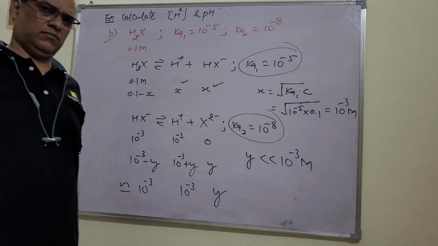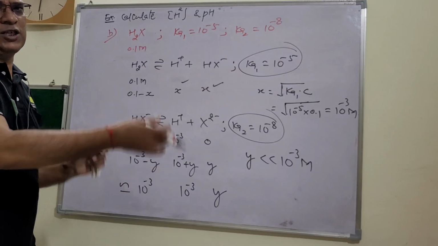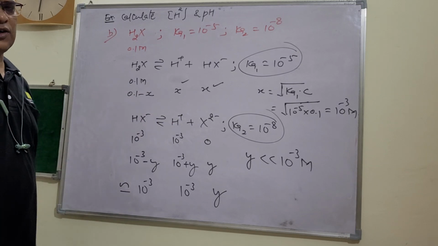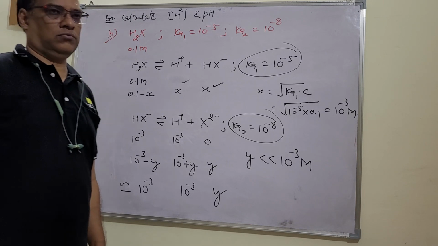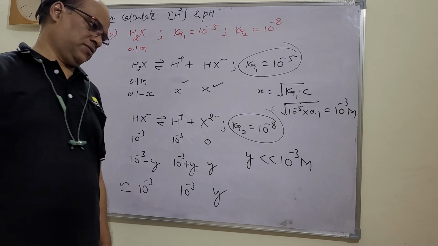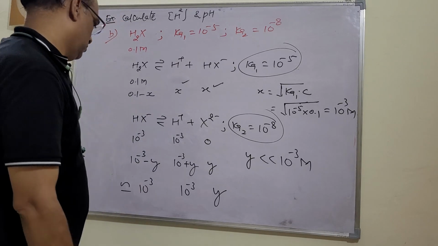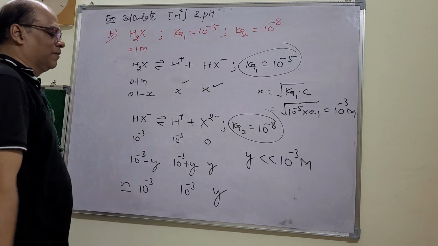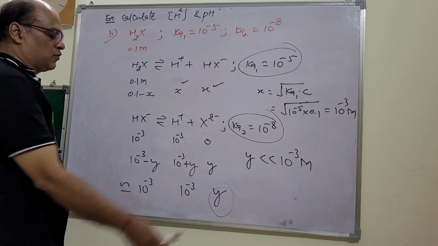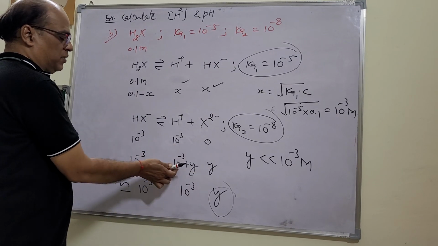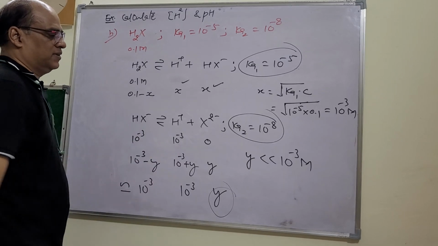Don't neglect it, because neglecting is always done with respect to something. Are you getting me or not? A girl can neglect you when there are two or more boys. If you are the single boy, then obviously you have understood. So neglect is basically comparison. So here we have nothing to compare. That's why it is not neglected. Here y is compared with 10 to the power minus 3. That's why it is neglected.